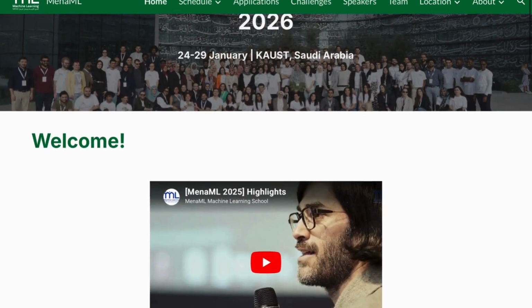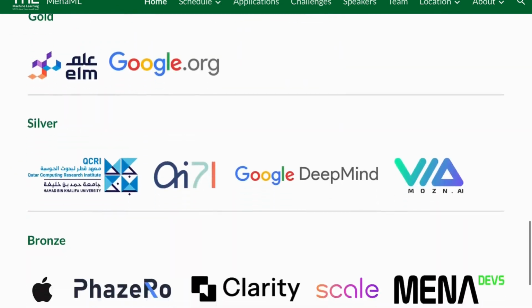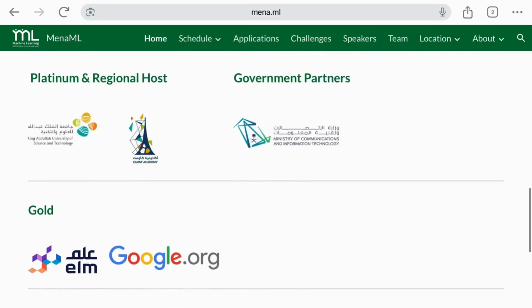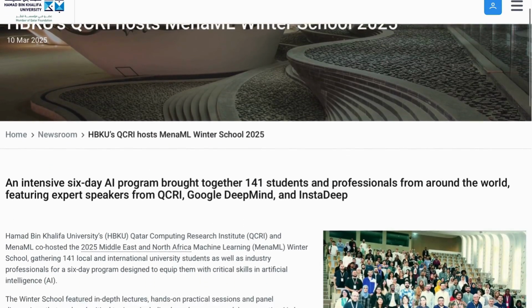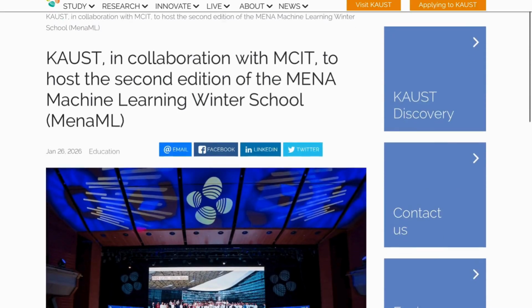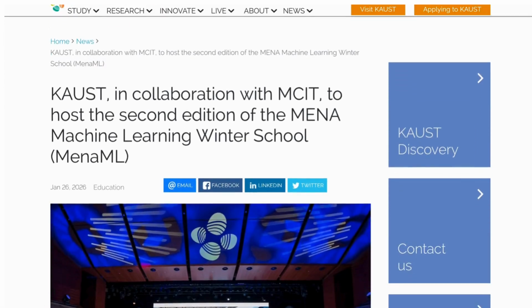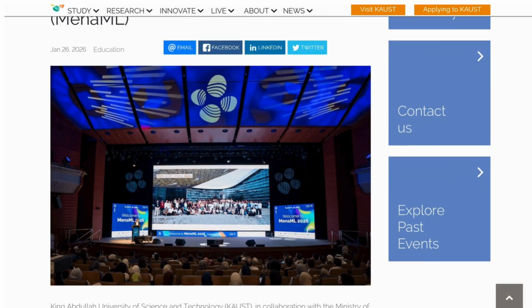For those who are unfamiliar, MENA ML is a machine learning winter school that has had 2 iterations so far. The first edition was held in 2025 in Doha, hosted by Hamad bin Khalifa University, while the second edition took place in 2026 in Saudi Arabia and was hosted by King Abdullah University of Science and Technology. If you want to learn more about MENA-ML, you can check out the official website.